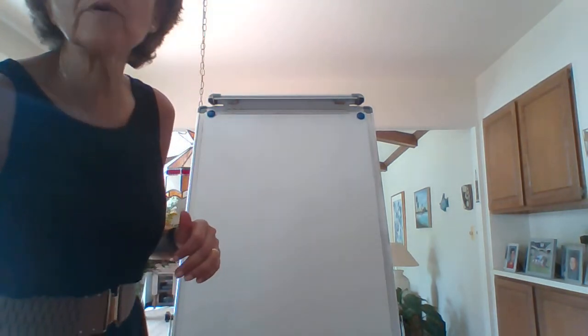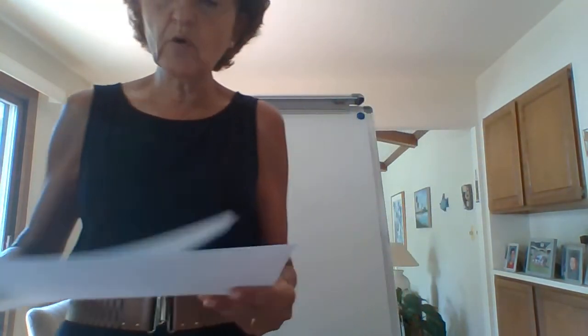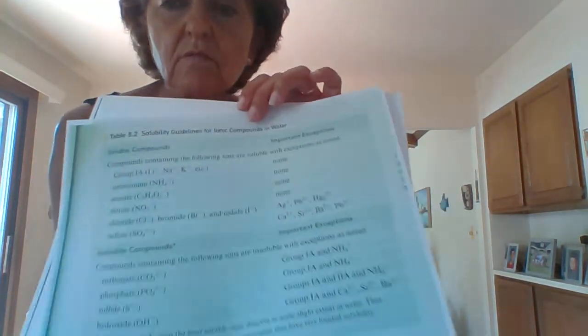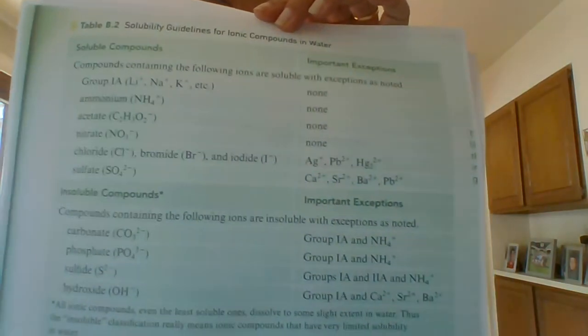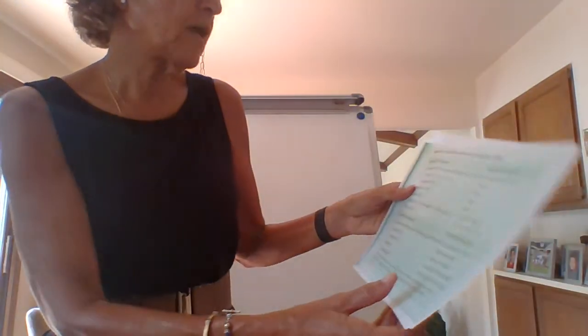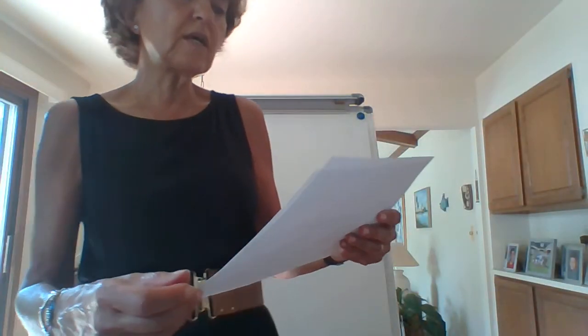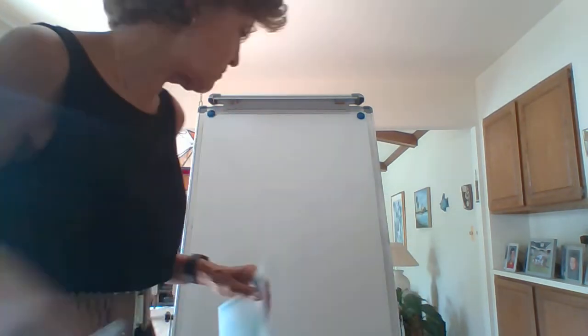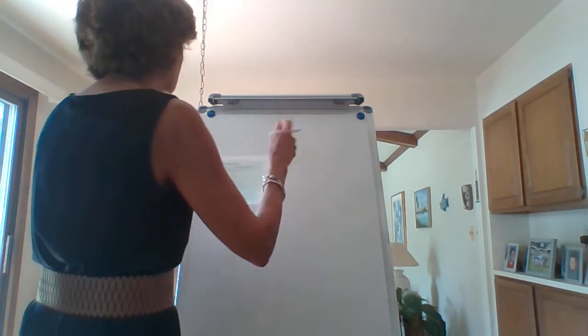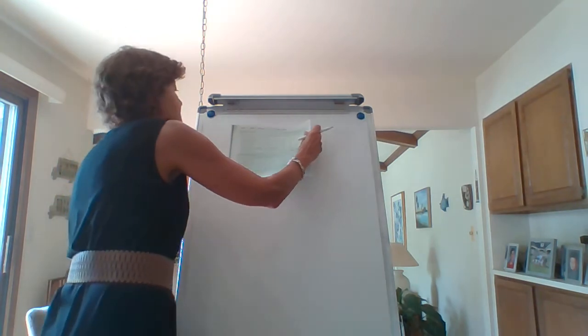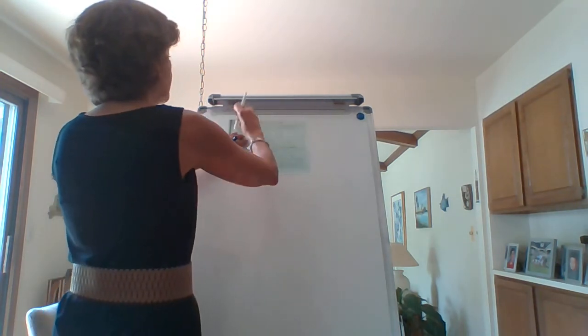And you have a table in your book. It is table 8.2. This is it. Okay, can you guys see it? Table 8.2. It says solubility guidelines for ionic compounds in water. So I'm going to put this up here because we're going to have to refer to it.